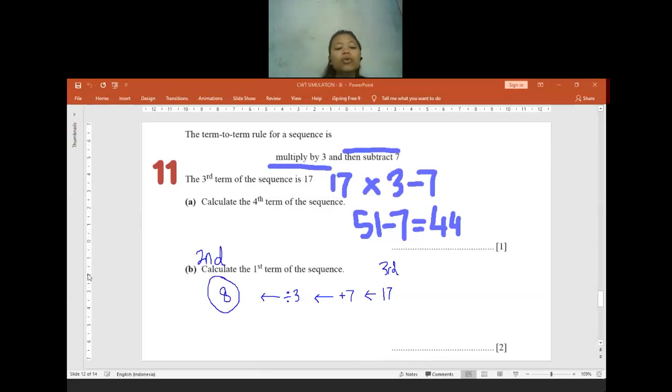Now I'm going to use the second term to find the first term. I already have the second term which equals 8. We do it from the back, so do the opposite way. If it says subtract 7, I have to plus it by 7. After I plus by 7, it says multiply by 3, so the opposite way, we need to divide it by 3. 8 plus 7 equals 15. 15 divided by 3 equals 5. So the correct answer is 5. Is there anyone who gets confused?